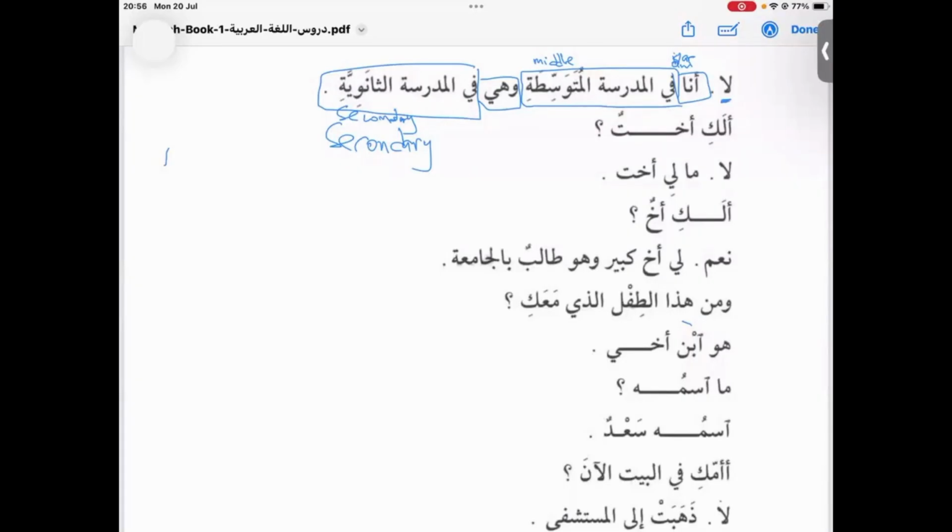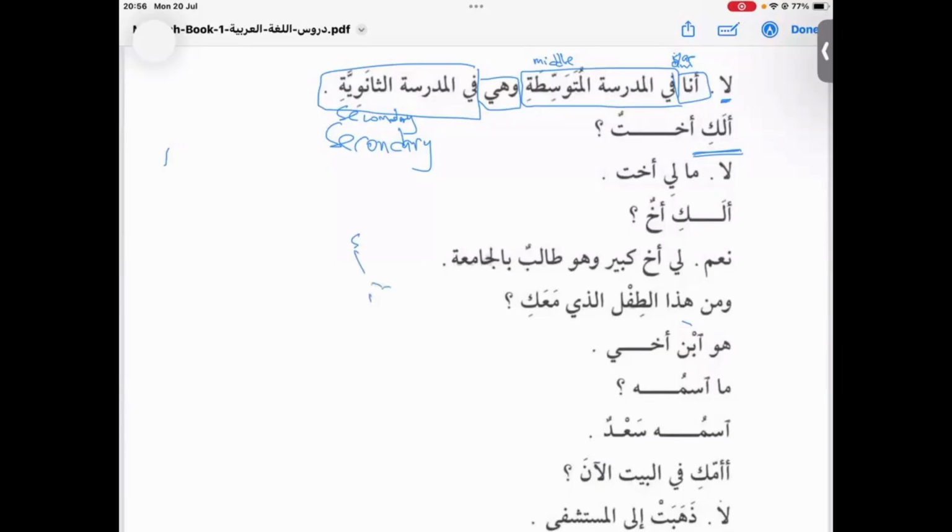ألك أخت? What does that mean? What does ألك أخت mean? Is she your sister? No, that's not is she your sister. Is هي أختك. This is ألك. Okay. So what does ألك mean? Is a question.